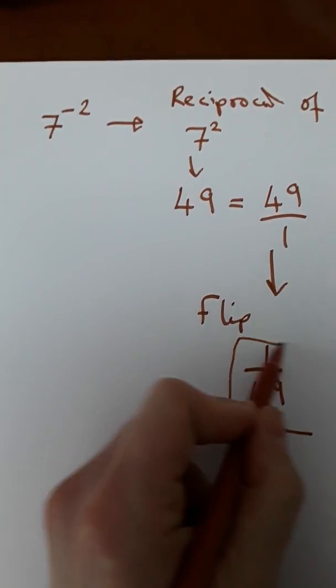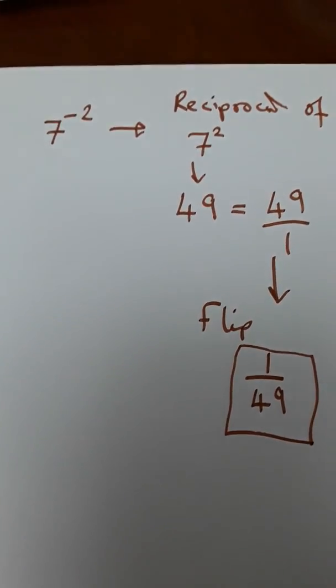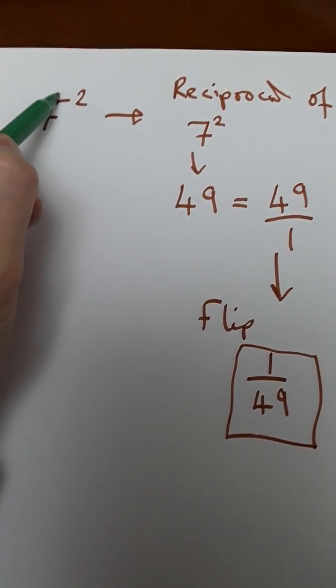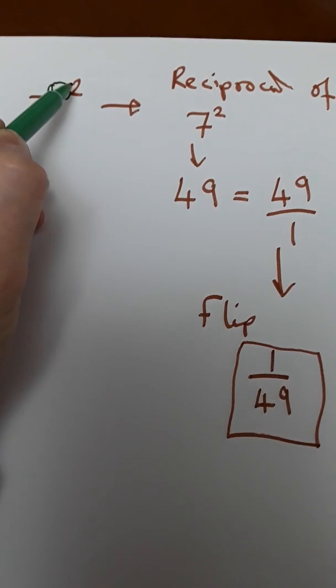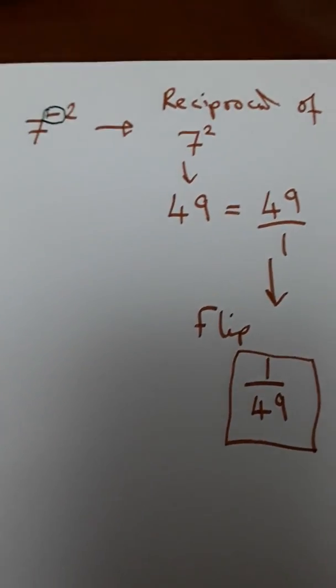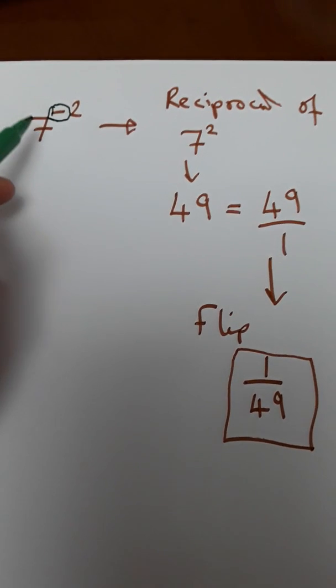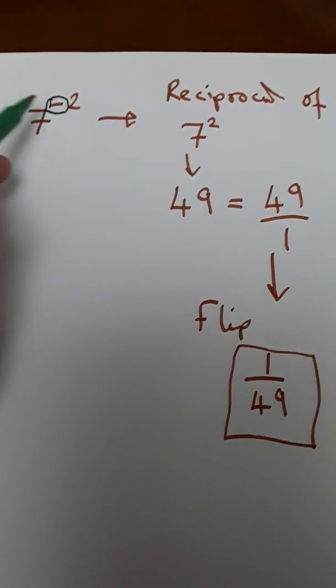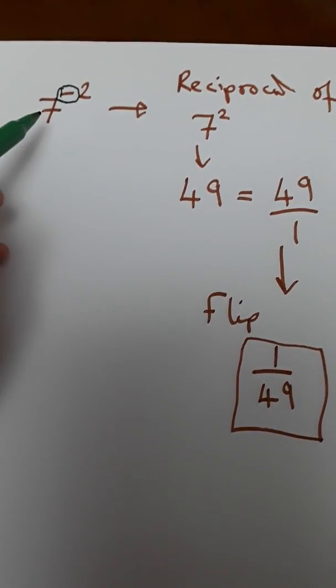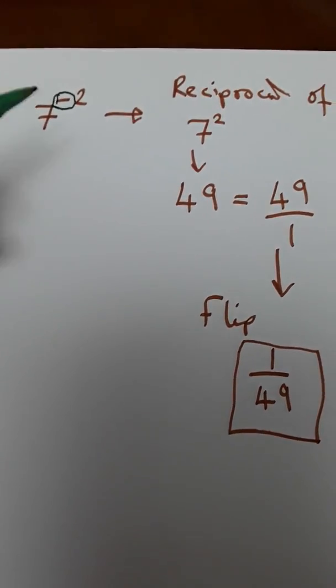And that's our answer. So anytime you see a negative power, you need to just rewrite the base, the number that it's sitting above, as a fraction, and then flip it upside down.